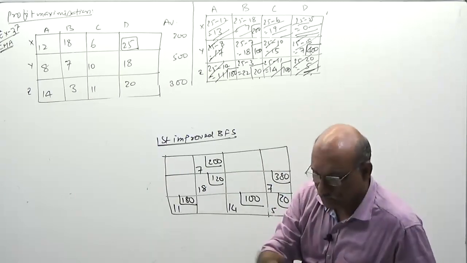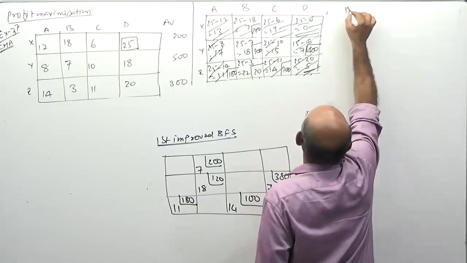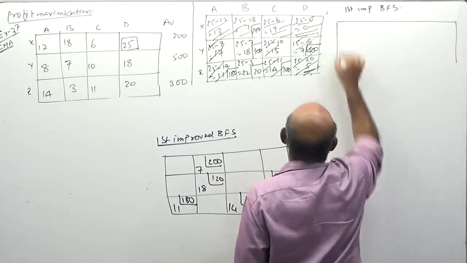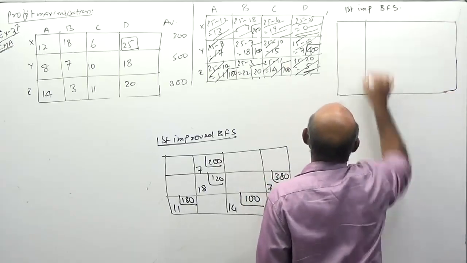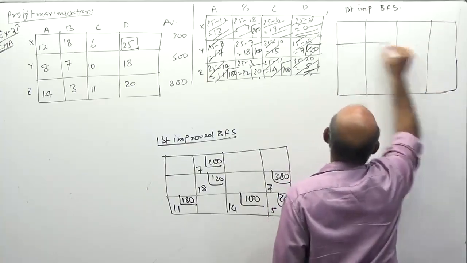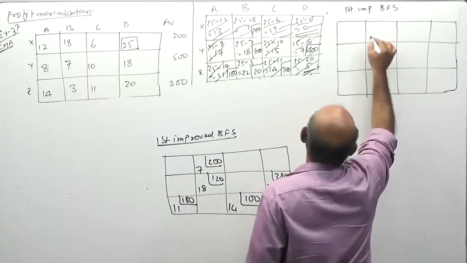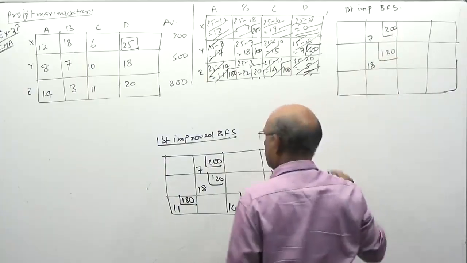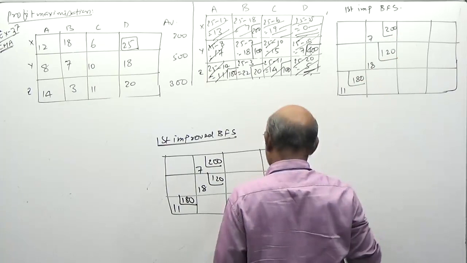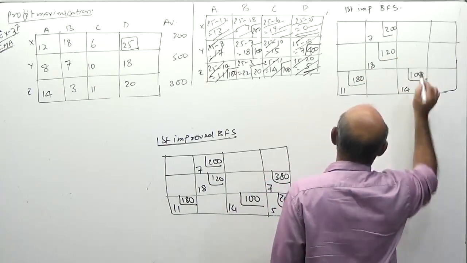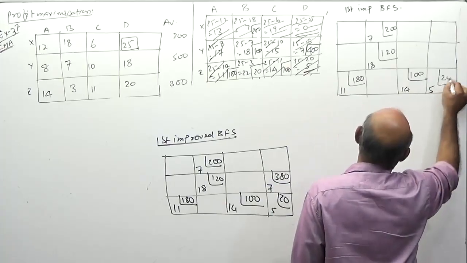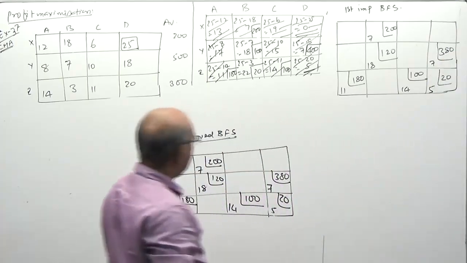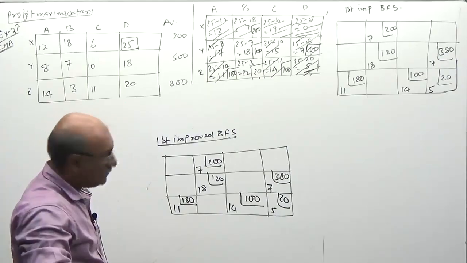So this one I am writing here so that I can use this space. First improved BFS: 7 and 200, 18 and 120, 11 and 180, 14 and 00, 5 with 20, 7 and 380. 1, 2, 3, 4, 5, 6.